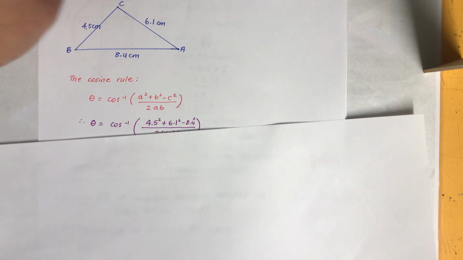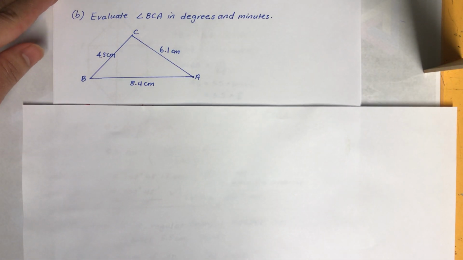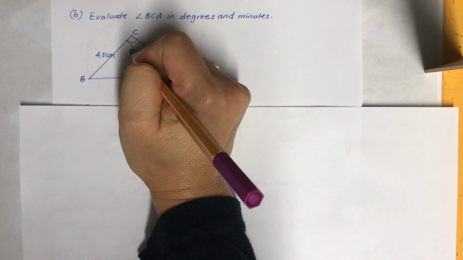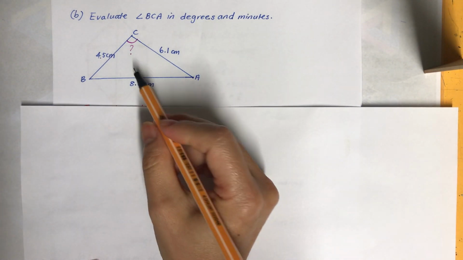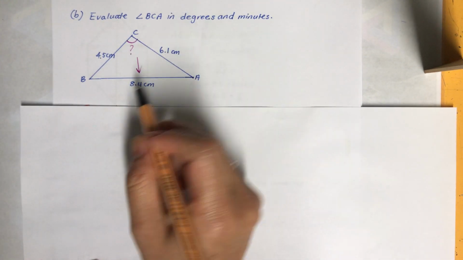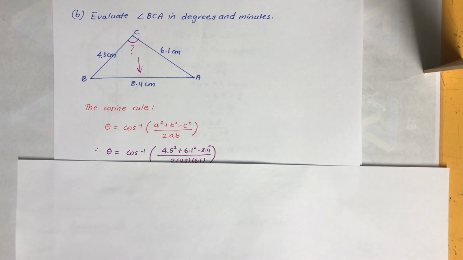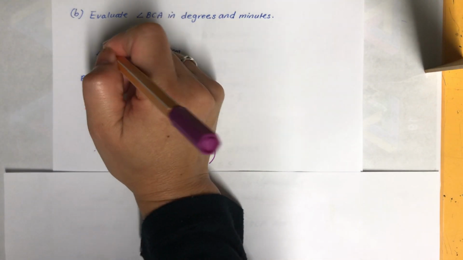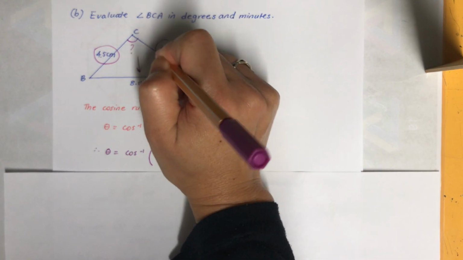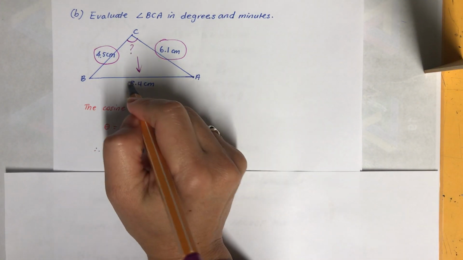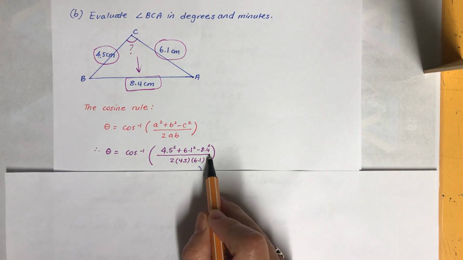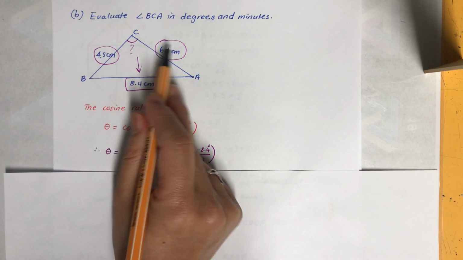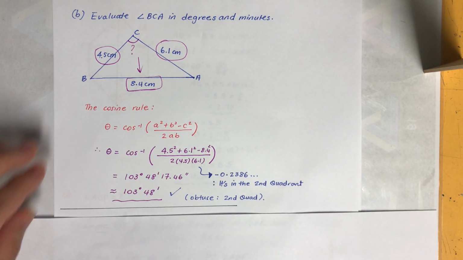Part B. Okay. Evaluate angle BCA. So this is the angle that we're looking for. And by now you can tell you can't use sine rule. It's cosine rule. And I'm going to use the quick formula one. So whatever is surrounded, it's a square, and the one that's opposite to the angle is the one that you have to take away. And on the bottom, 2ab is 2 times the ones that are surrounding the angle.